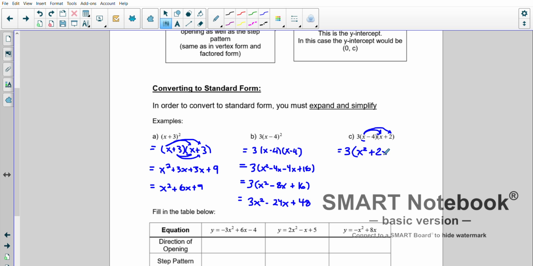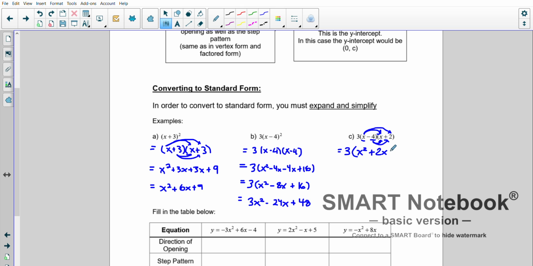And then what you do is you take the next term in the binomial, which is the -4, and you distribute that. And you pretend that this x term doesn't exist anymore, and you just do a distributive property.